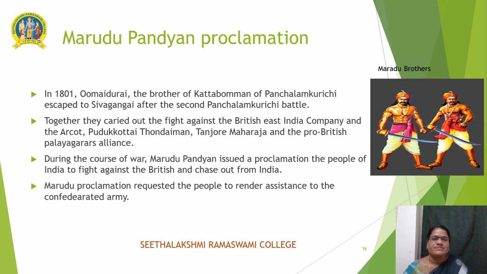Marudu Pandyan proclamation. In 1801, Oomaidurai, the brother of Kattabomman of Panchalankurichi, escaped to Sivagangai after the second Panchalankurichi battle. Together, they carried on the fight against the British East India Company, the Nawab of Arcot, the Pudukkottai Tondaiman, the Thanjavur Maharaja, and the pro-British Palayakkars' alliance. During the course of the war, Marudu Pandyan issued a proclamation calling on the people of India to fight against the British and drive them out of India. The proclamation requested the people to render assistance to the Confederate army.